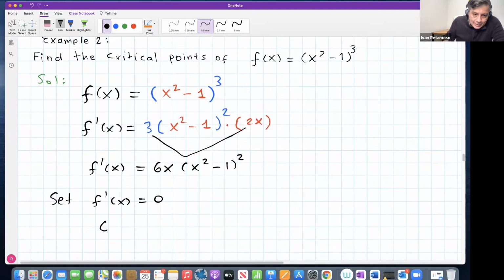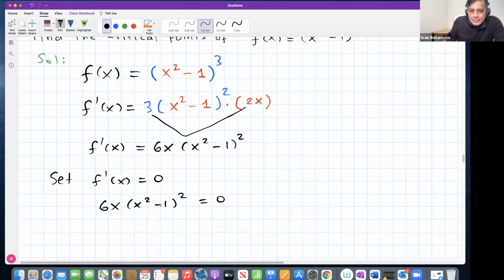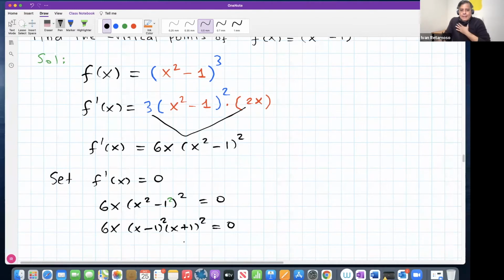So 6x times x squared minus 1, squared, equals 0. I have a chance to factor this also. Notice x squared minus 1: 1 is the same as 1 squared, so I can use difference of squares there. But carefully, this is going to be x minus 1 times x plus 1, but it's a square, so the square gets distributed. We end up with this. You follow that? Again, this part is this. Maybe I have highlighted.